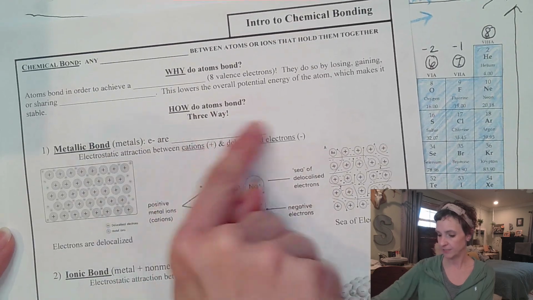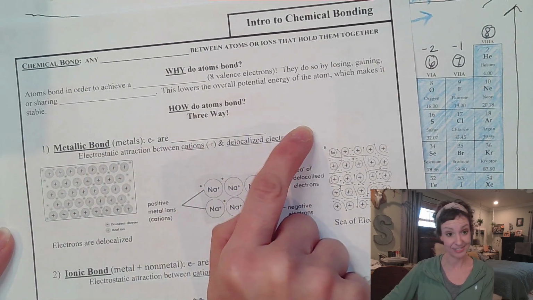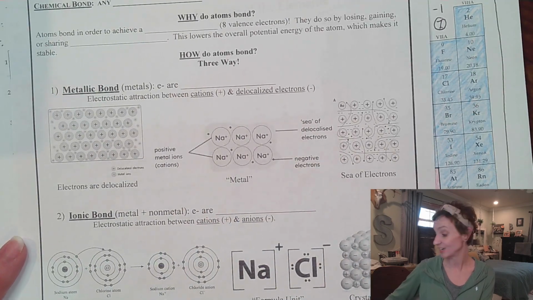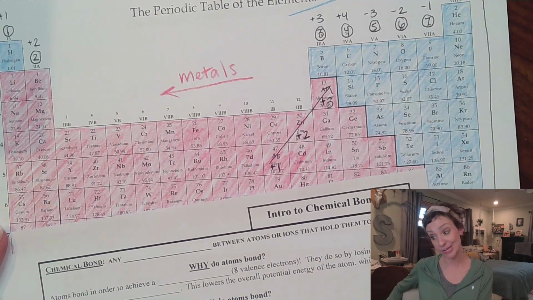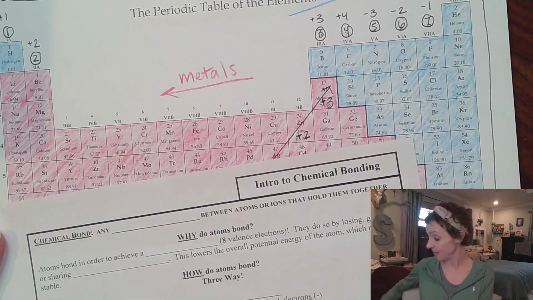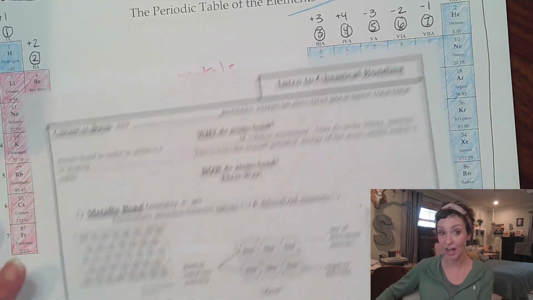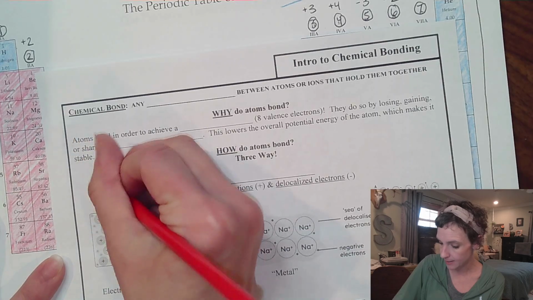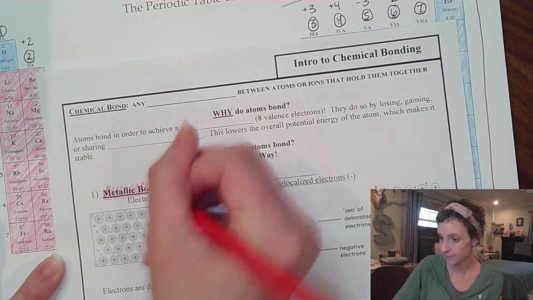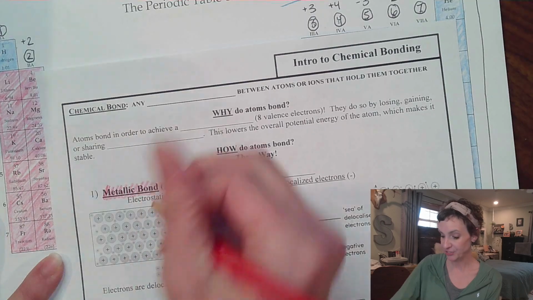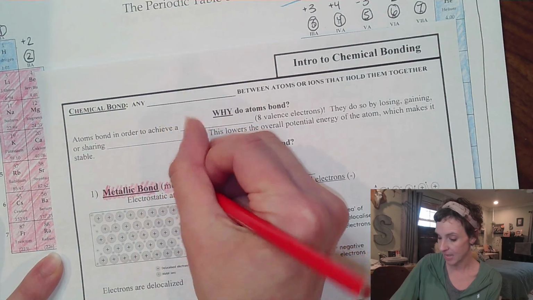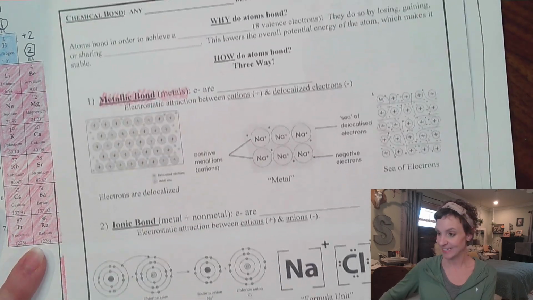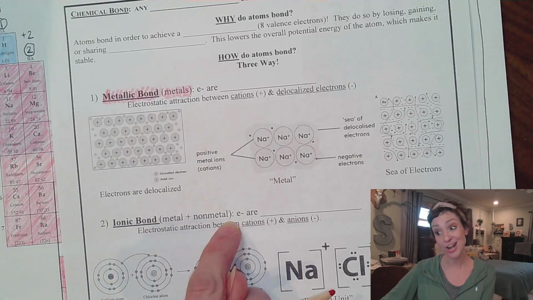You have already filled in that metallic bonding is electrons are delocalized. Ionic is electrons are transferred. And covalent is electrons are shared. On our periodic table, we colored blue for nonmetals, red for metals. So I would like for you to actually color the term metallic bond red. And I want you to color, in parentheses, metals.